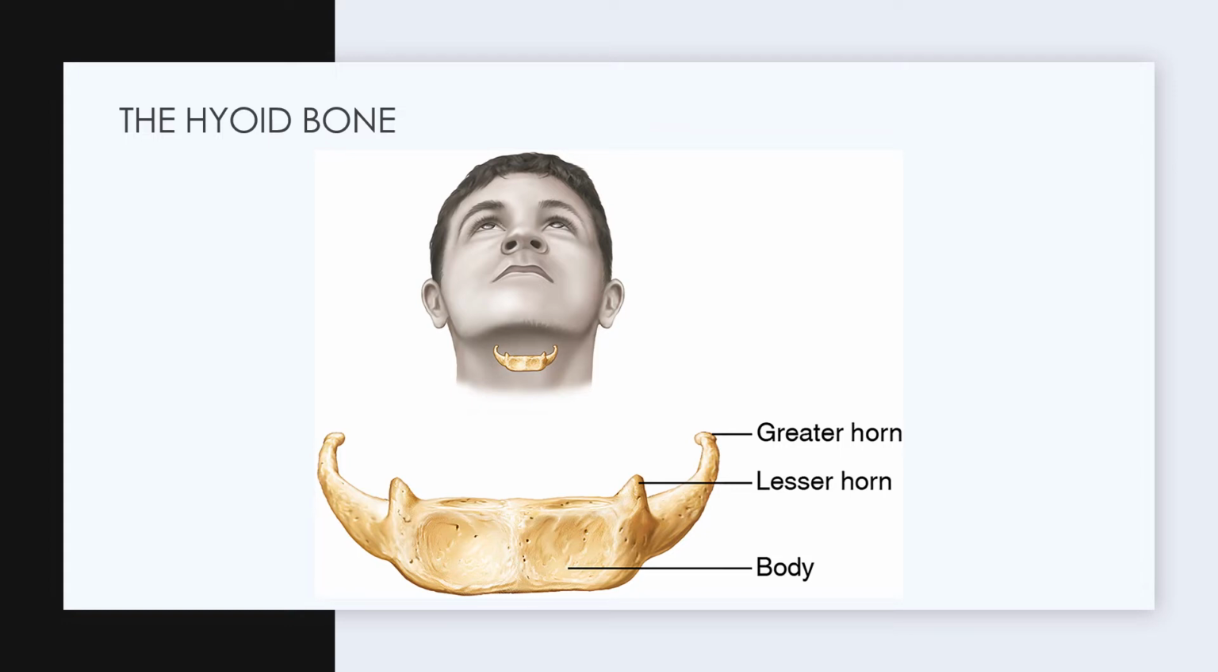You can see here it's horseshoe shaped, with the body being the main part of it, a lesser horn and a greater horn, and it serves as a movable base for the tongue and as an attachment point for neck muscles that raise and lower the larynx when we speak. This is also often a bone that can be assessed in cases of strangulation or potential strangulation, because oftentimes it'll be fractured.